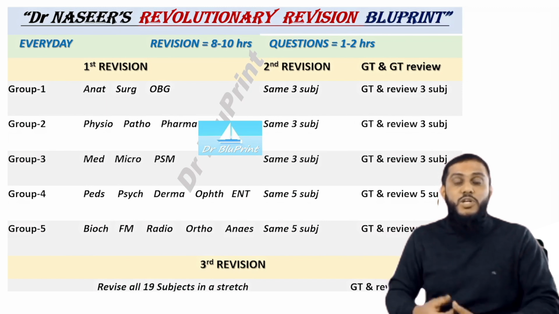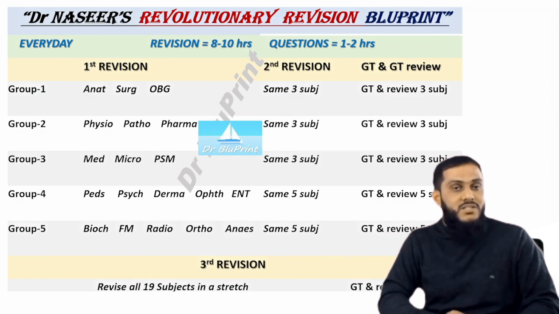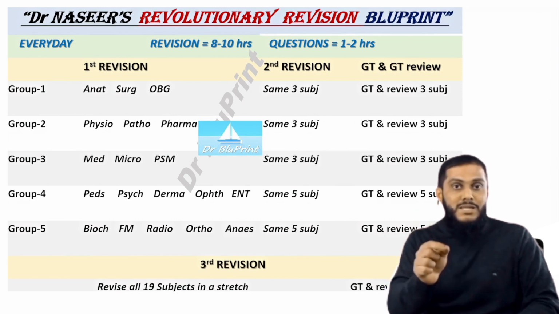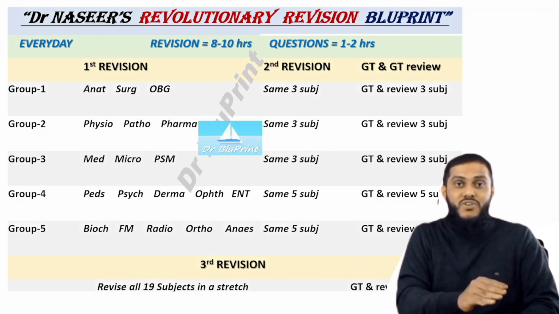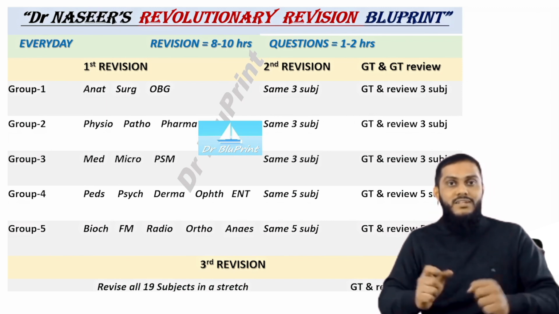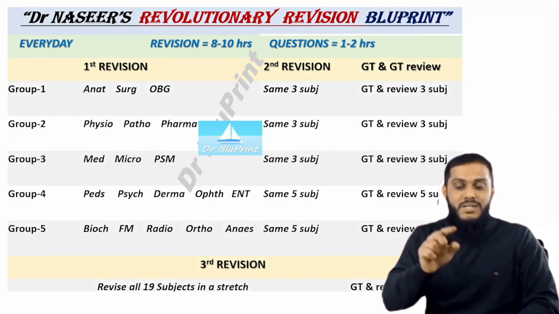When you read Ad Surgery and OBG, after these three subjects, you have to start the second revision of the same three subjects. And when you complete the second revision, what happens? The second revision takes less time than the first revision, because you have just finished the first revision and immediately you're going for the second. And that too, you have revised only three subjects, not all the 19 subjects. Then obviously you take less time than the first revision. So the second revision happened in less time.